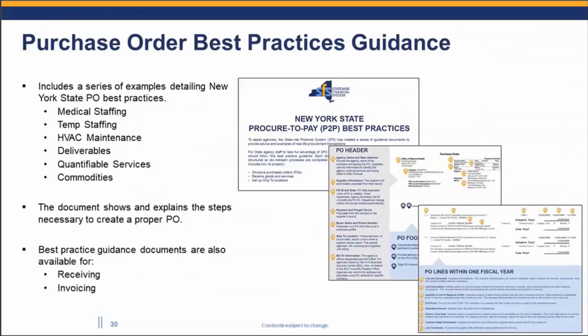So a few minutes ago, I talked about the PO Best Practices document, which walks through how to set up purchase orders in SFS for different types of scenarios. So in addition to having the PO Best Practices document, we also have best practice guidance documents available for receiving and invoicing. So the Receiving Best Practices document and Invoicing Best Practices document are both available on SFS Secure, and they continue through the P2P lifecycle to show you specific examples of how to enter receipts for different types of purchase orders and how invoices should be set up for different types of purchases that are sent to vendors. Both of these documents, along with the PO Best Practices document, are available on SFS Secure.